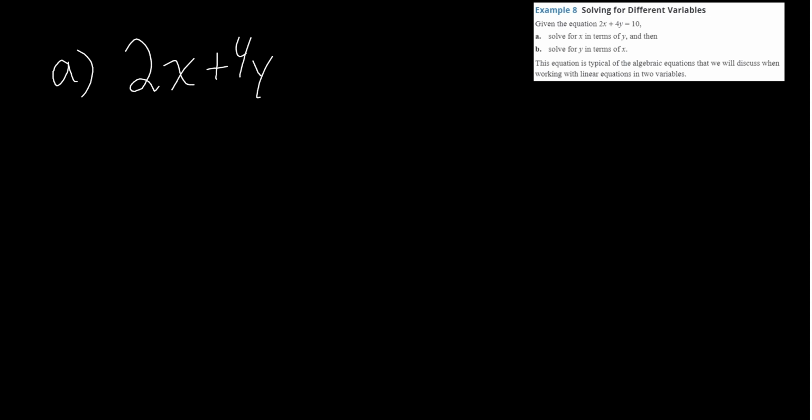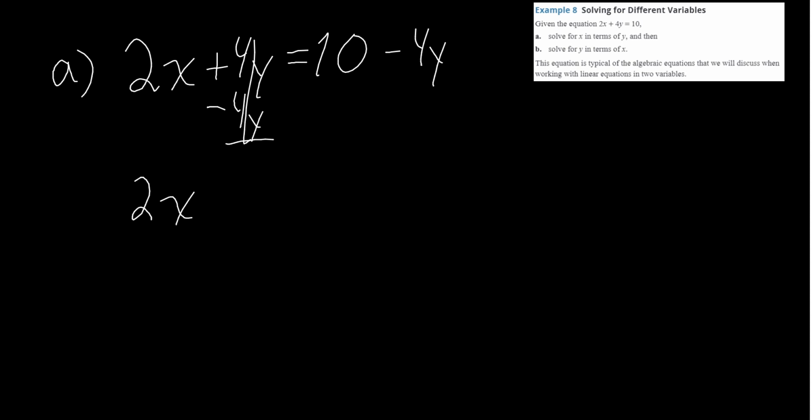So if we want to solve for x, let's start off like this: 2x plus 4y is equal to 10. We want to solve for x, so the first thing we need to do is subtract 4y from both sides. They are not like terms, so I can't just take it from the 10. I end up with 2x is equal to 10 minus 4y. Next, I need to divide both sides by 2, because I need to isolate the x. If I divide both sides by 2, the 2's cancel.